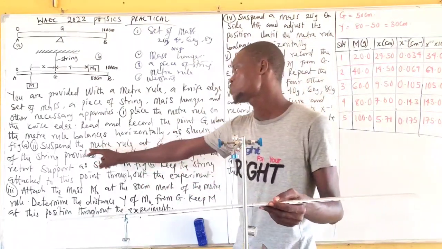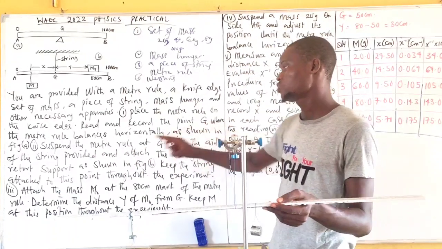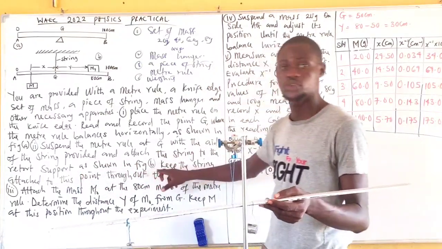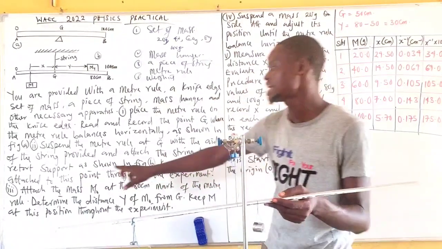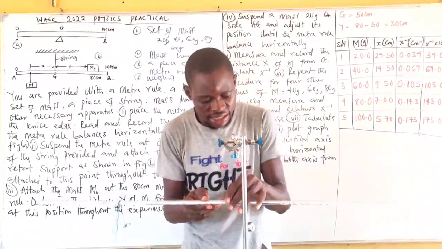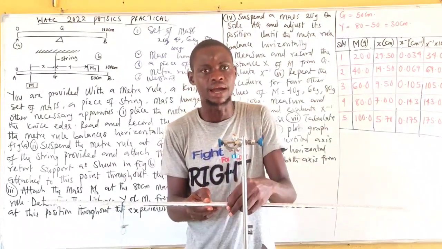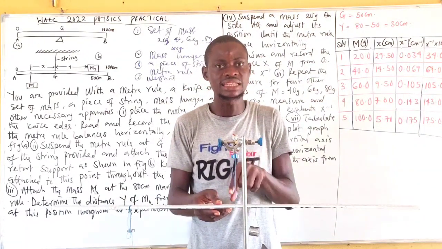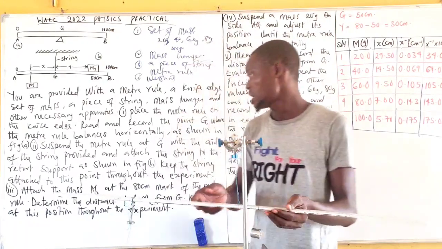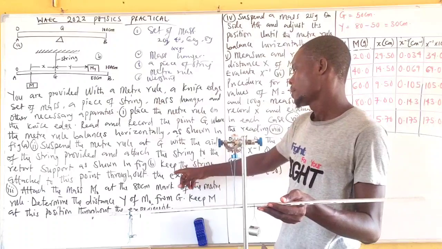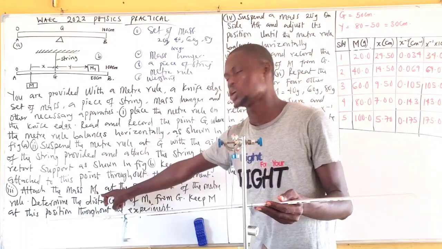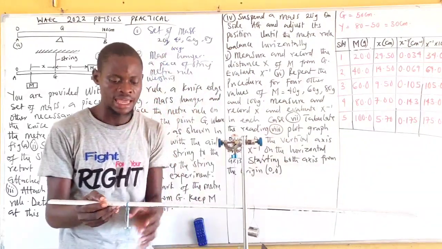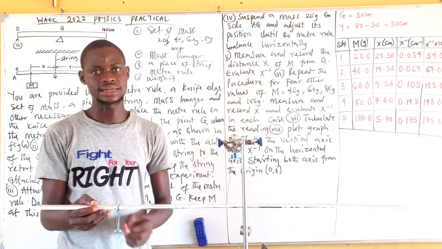Then the second thing is suspend the meter rule at G with the aid of the string. Attach the string to the retort stand support as shown in figure B. Then keep the string attached to this point. That means make sure that this string is not leaving the same 50 centimeter mark, to avoid error due to parallax. Make sure that my string still remains at exactly the same 50 centimeter. Then the next thing, we have to attach the mass M knot, which we don't know. But my mass M knot that we are using here is the mass hanger.